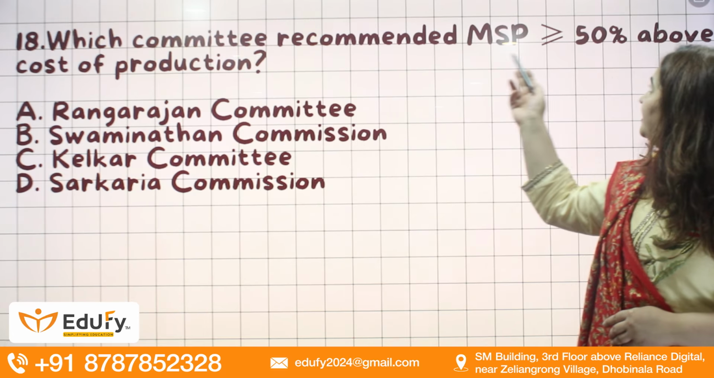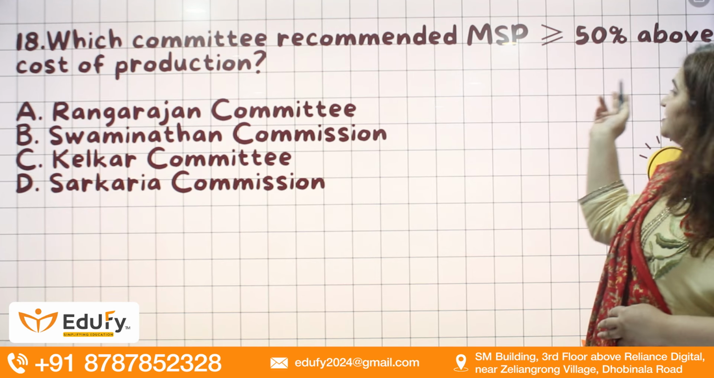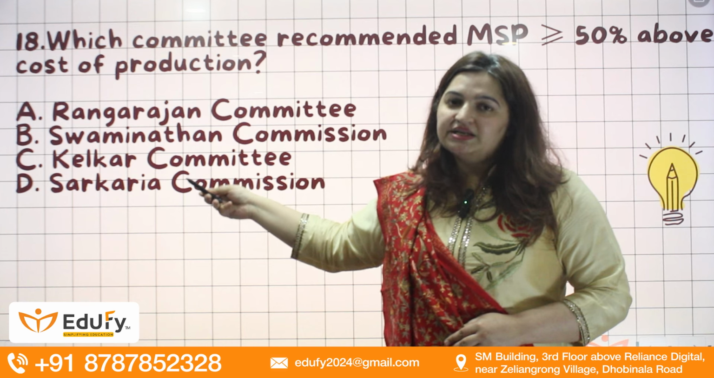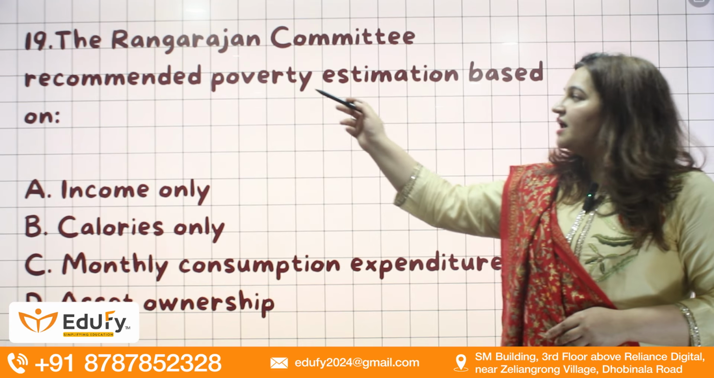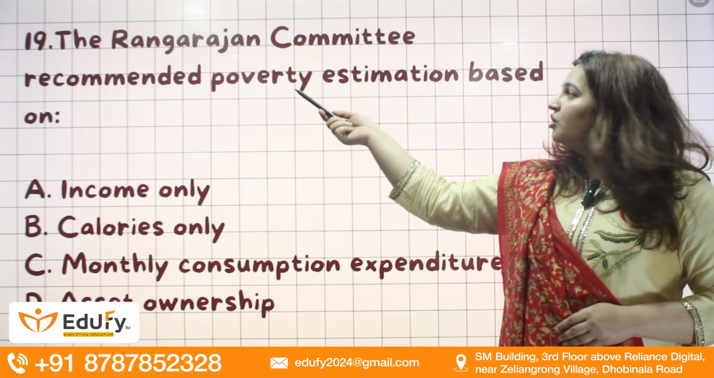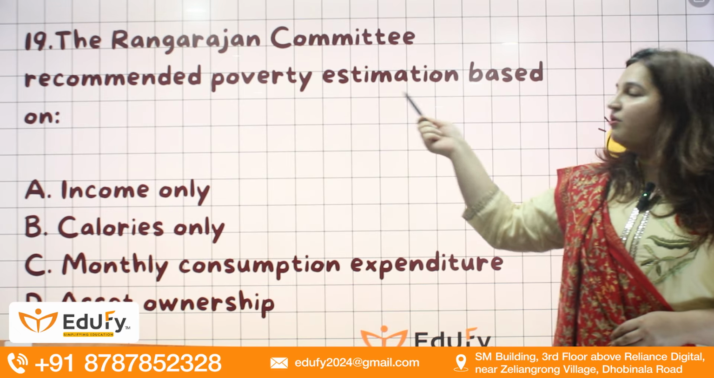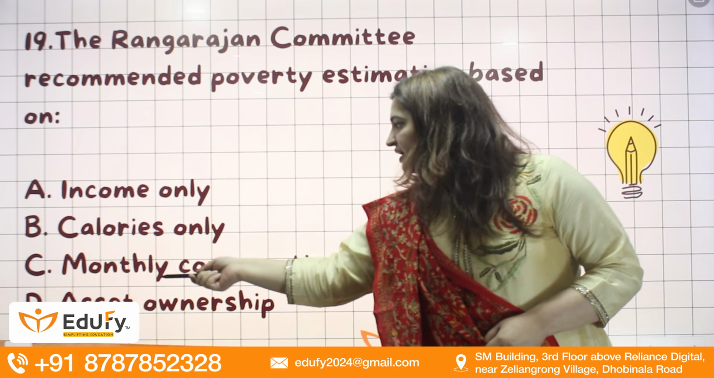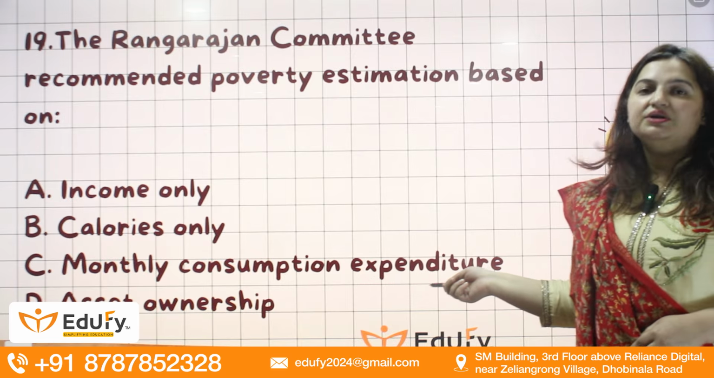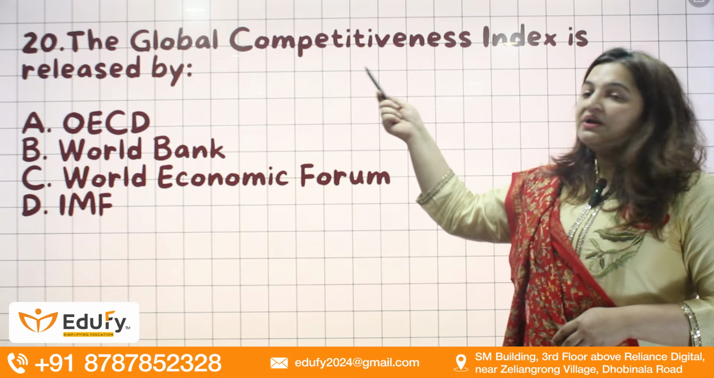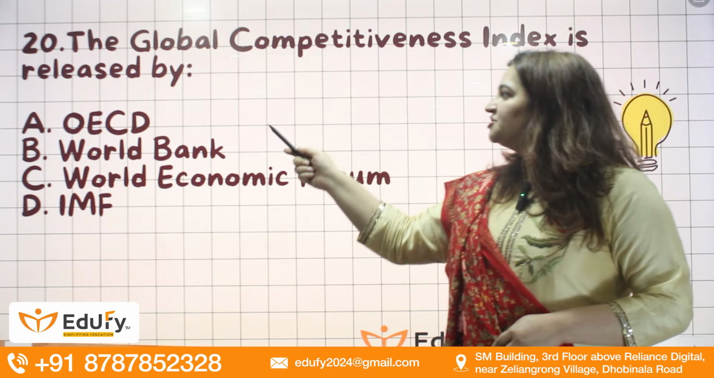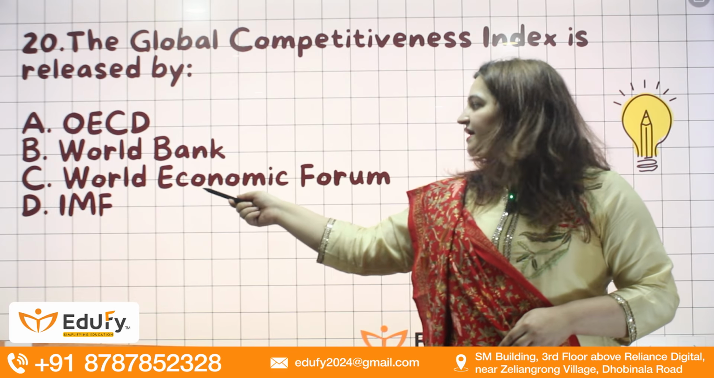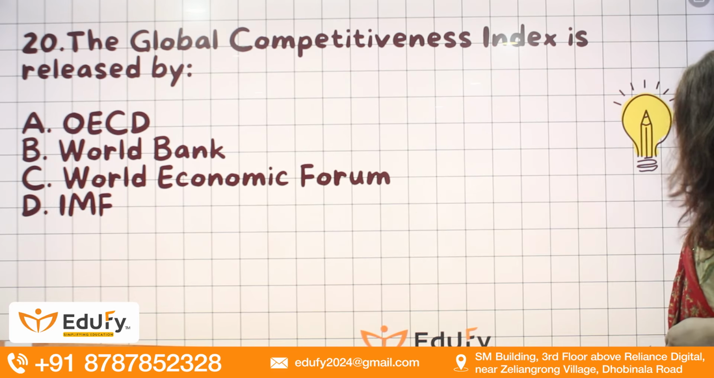Which committee recommended MSP should be greater than 50% above the cost of production? Your important committee in agriculture is the Swaminathan committee, that is B. Another important committee with respect to economy, Rangarajan committee, recommended poverty line estimates based on which of the following parameters. So here answer is C, monthly consumption expenditure. Next, the Global Competitiveness Index is released by OECD, World Bank, WEF, or IMF. It is released by WEF, World Economic Forum.